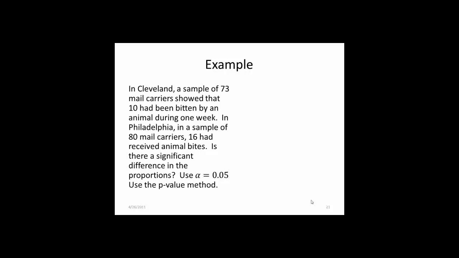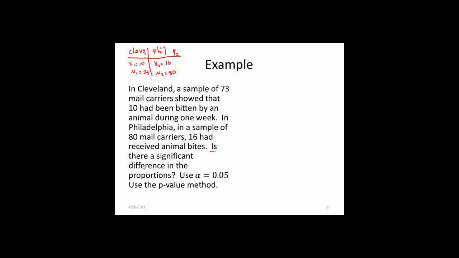Okay. So again, we need to come up with our sample statistics. So we'll take a look at Cleveland, and then we also have Philadelphia. So this is going to represent P2, and we'll let Cleveland represent P1. So X1 is equal to 10, N1 is equal to 73. For Philadelphia, X2 is equal to 16, and N2 is equal to 80.